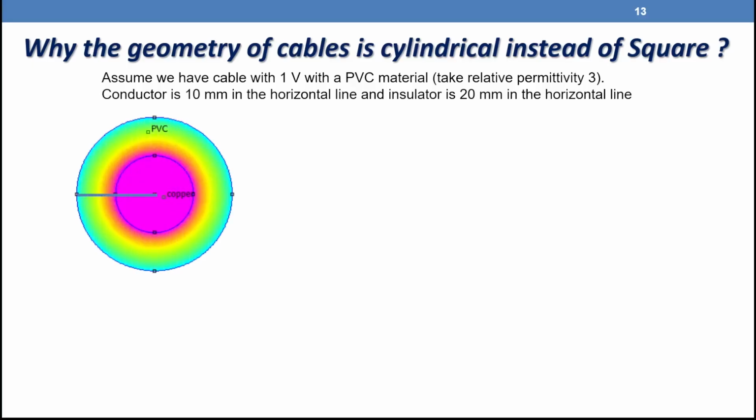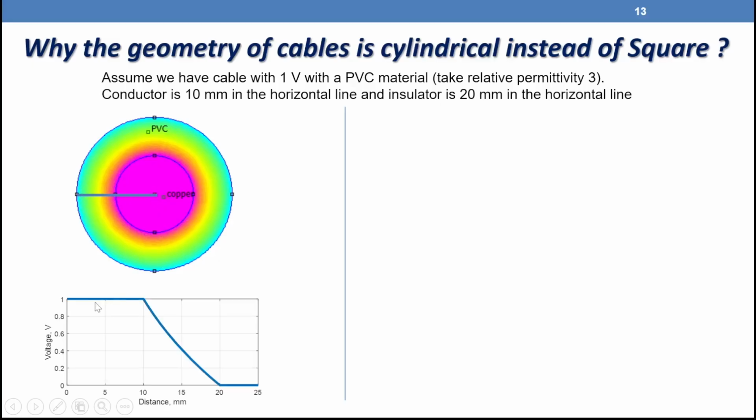So let's look at the cylindrical one. We have 10 millimeter and another 10 millimeter here. So that one all in all will be 20 millimeter. And if we look at the voltage distribution, from 0 up to 10 millimeter we have 1 volt, which is the conductor. And then the voltage is going to drop from 1 down to 0 because that one is the outer frame of the cable, so that one will be grounded. So it drops from 1 volt to 0 volt, which is anticipated.